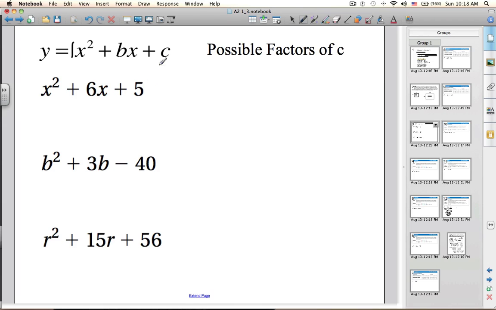We're going to look at finding all the different possible factors of this constant term because that's our first step in factoring. So 5 is a prime number, so its factors are itself and the number 1. Here we have 40. Different factors are 40 and 1. It could be 20 and 2. It could be 10 and 4. And it could be 5 and 8.